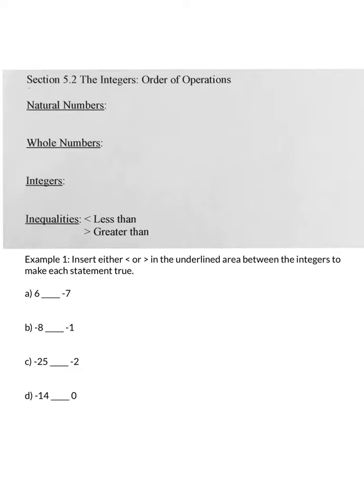Section 5.2 is about the integers and order of operations. As we mentioned in the last video, the natural numbers are the set of numbers that begin with the number 1, and these are all the counting numbers. So 1, 2, 3, 4, etc. The little three dots, or the ellipsis, mean continue that pattern forever. So these are all the positive counting numbers, or natural numbers.